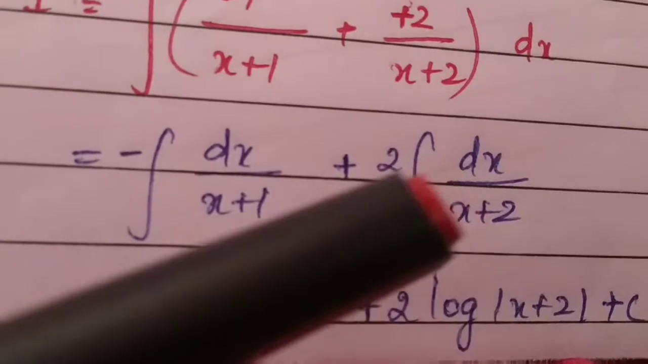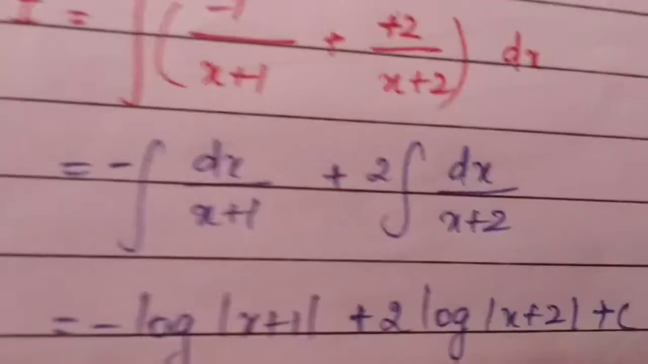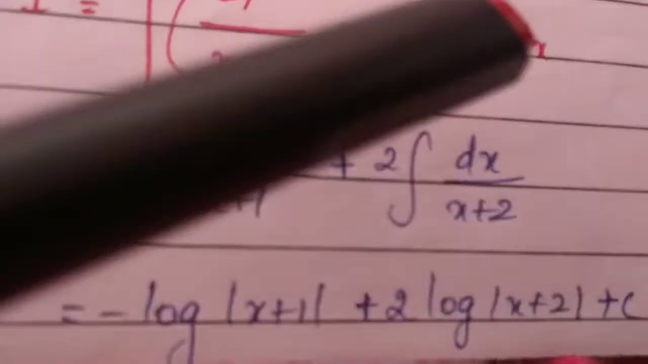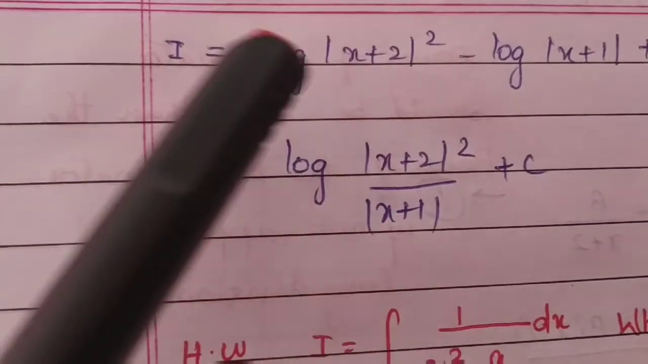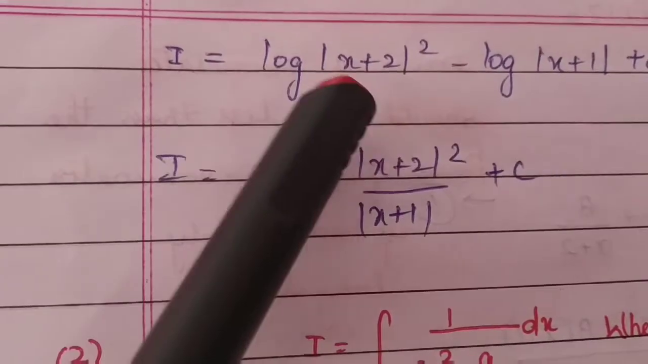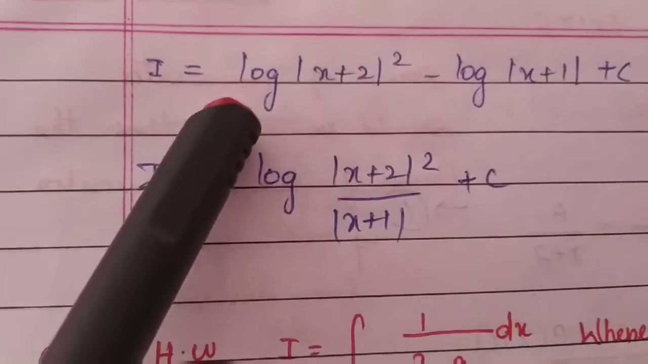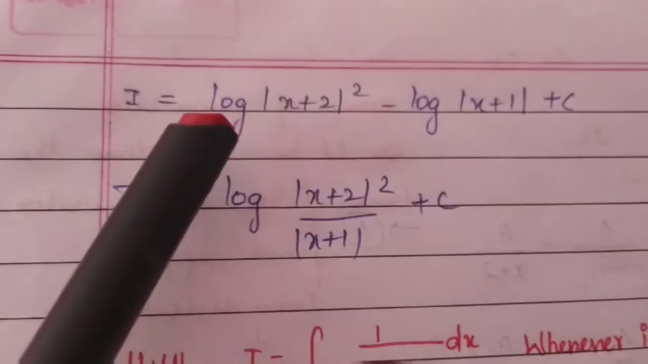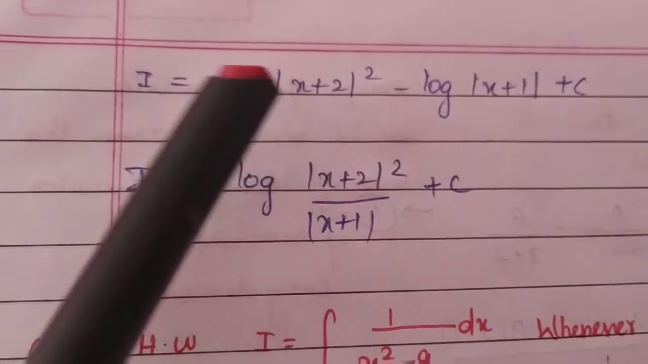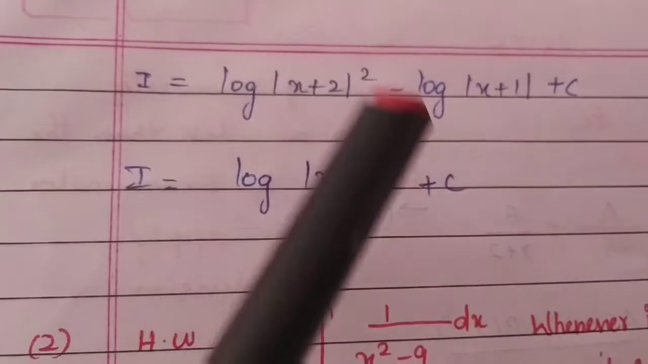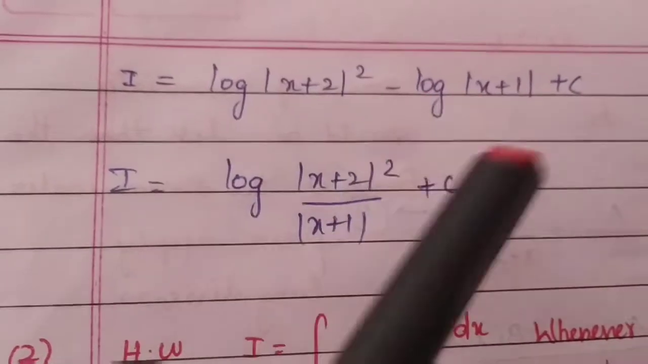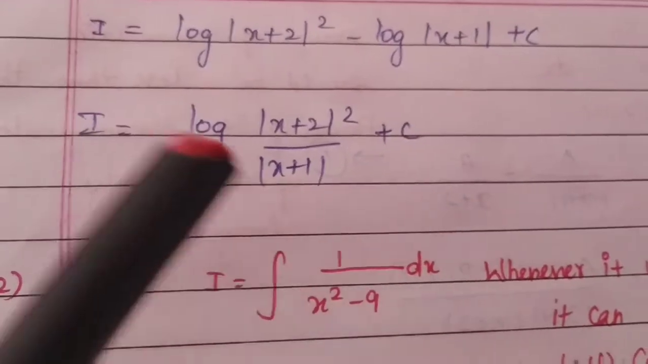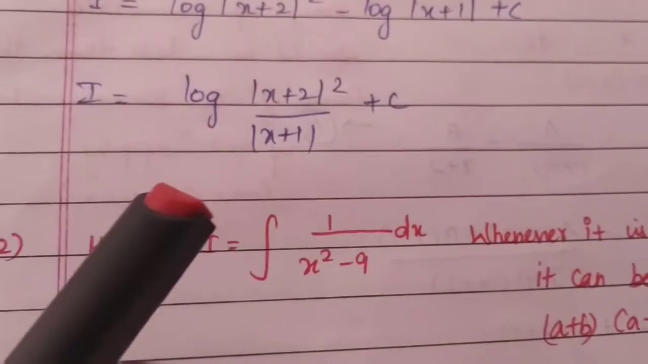Now, log of a by b can be written as log a minus log b. That's what we are going to do. That coefficient 2 into log of x plus 2 we are writing as log of x plus 2 the whole square, positive term I am taking, then negative term log of x plus 1, plus c. By applying the log property, log of a by b can be written as log of a minus log of b, so you are getting this answer. Therefore, this is the value of the integral.